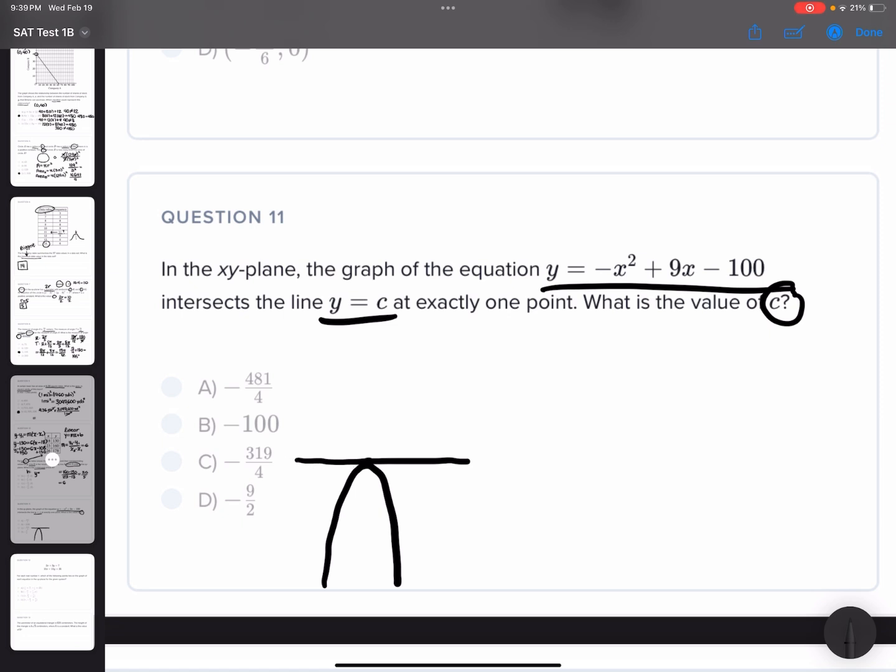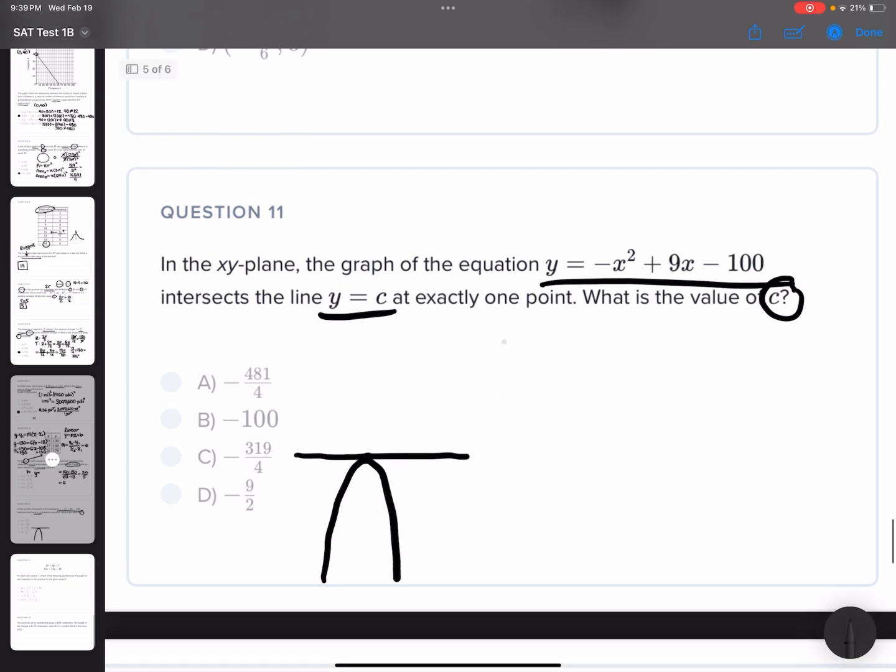Of course, there's a way of solving this algebraically, and that is with the formula x equals negative b over 2a. That is how you find the x value of your vertex, given that your standard form is ax squared plus bx plus c.